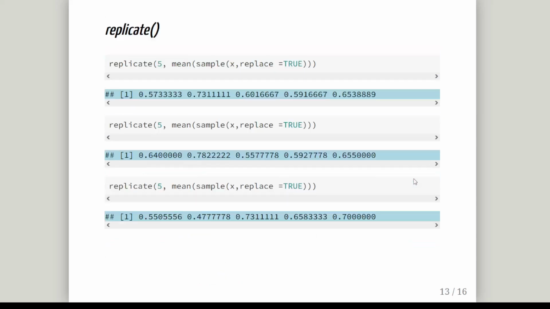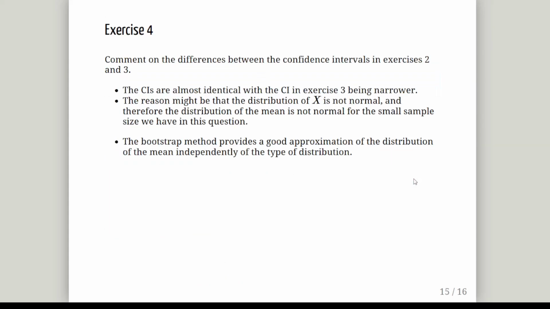Anyway, we'll continue on. Comment on the differences between the confidence intervals in exercises 2 and 3. They're actually very similar. The confidence intervals are almost identical, but the confidence intervals in exercise 3 are narrower. The reason might be that the distribution of X is not normally distributed, and therefore the distribution of the mean is not normal for the small sample size that we have in this question. The bootstrap method provides a good approximation of the distribution of the mean independently of the type of distribution.